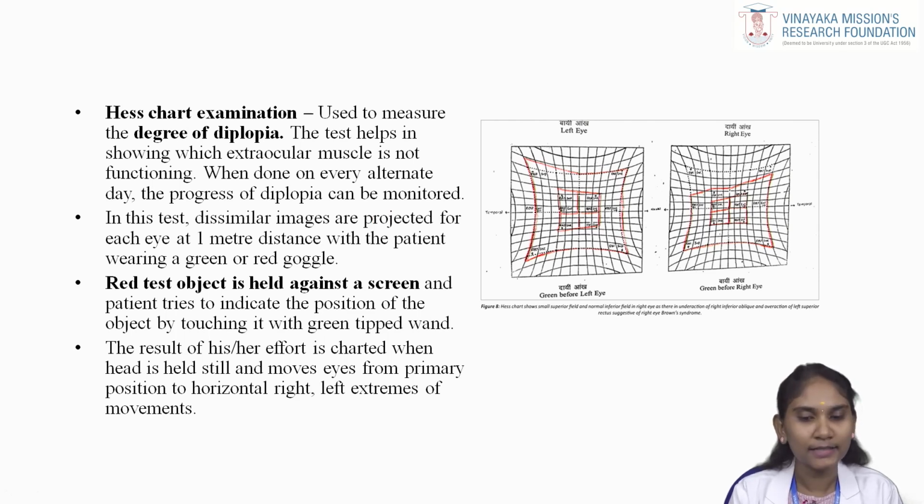In this test, dissimilar objects are projected at each eye at 1 meter distance with the patient wearing a green or a red goggle. So, the red test object is held against a screen and the patient tries to indicate the position of the object by touching it with a green tipped wand. Okay. The result of his or her effort is charted when the head is held still and the patient moves the eyes from primary position to horizontal right and left extremes of the movements. Hope you understand the Hess chart examination.